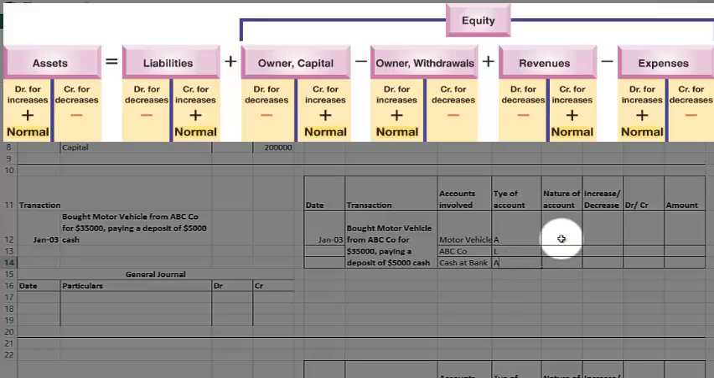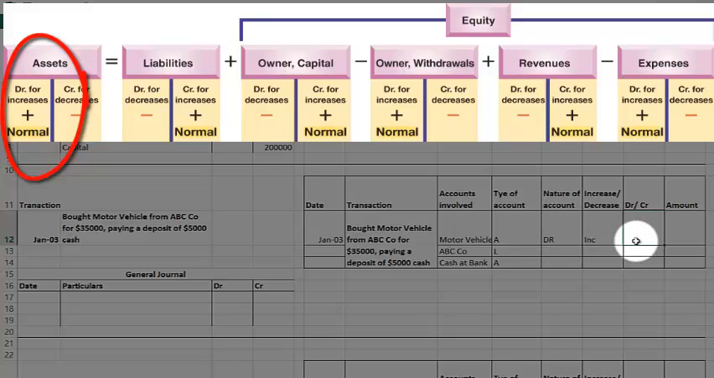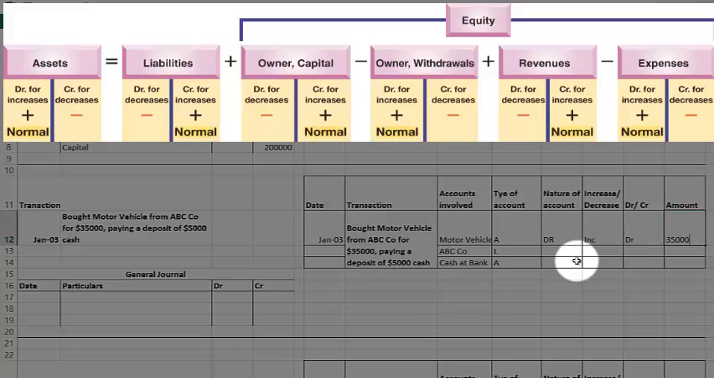Right. So I'm just going to now do the motor vehicle first up. Asset, it is by definition debit in nature. It increased. If we apply our rules, remember, an increase to an asset account is always going to be debit. In this instance it is going to be debit for $35,000. Let's look at the bank account.